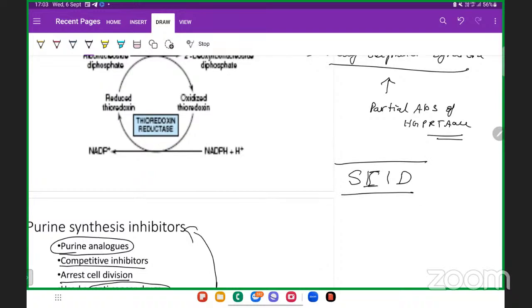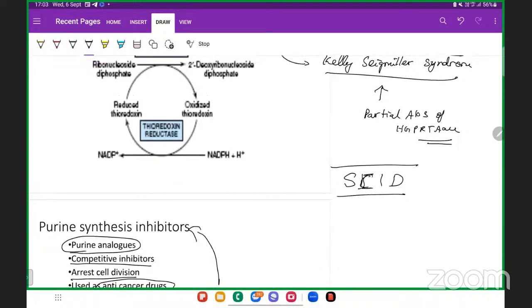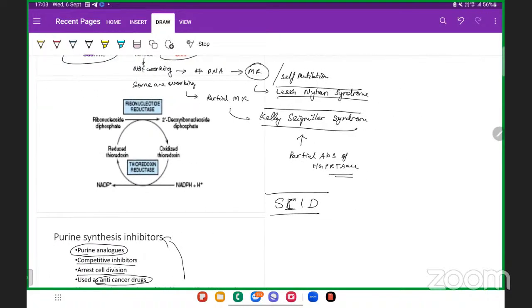This is one of the diseases. So here, when there is an enzyme problem in guanine, you have mental retardation, you have these two diseases, that is your Kelley-Seegmiller syndrome and your Lesch-Nyhan syndrome.